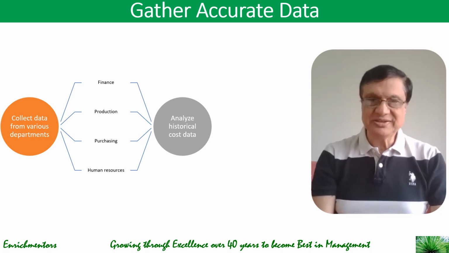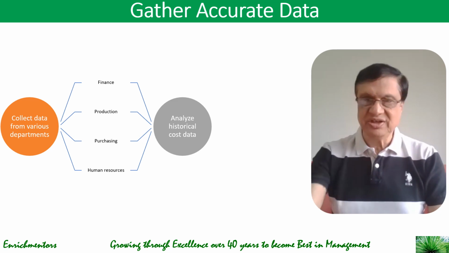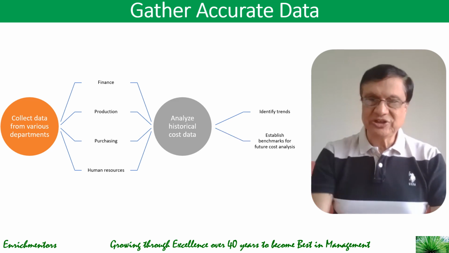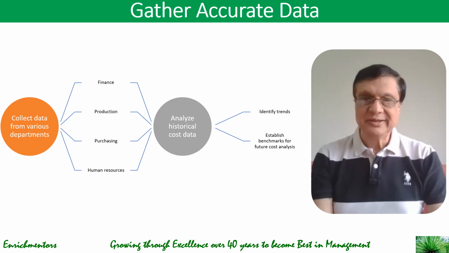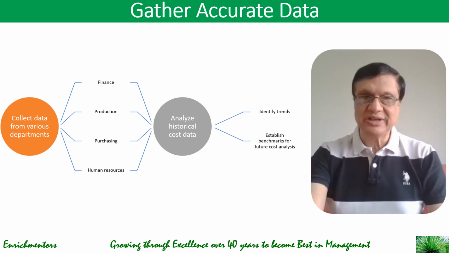Then you need to analyze the historical cost data, basically to do two things as we see here. One, to identify trends, and second, to establish benchmarks for future cost analysis. Your current cost can become the benchmarks for the future cost analysis. So that's how you gather accurate data.